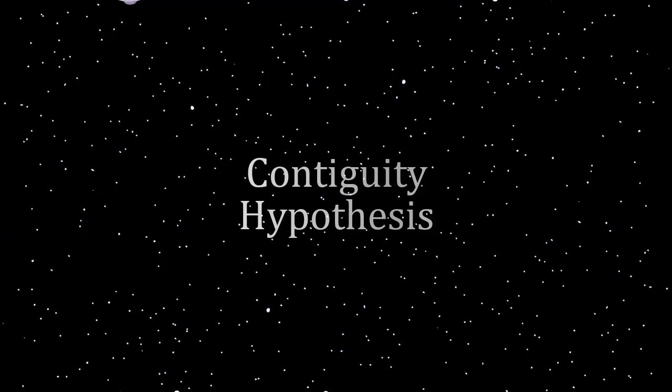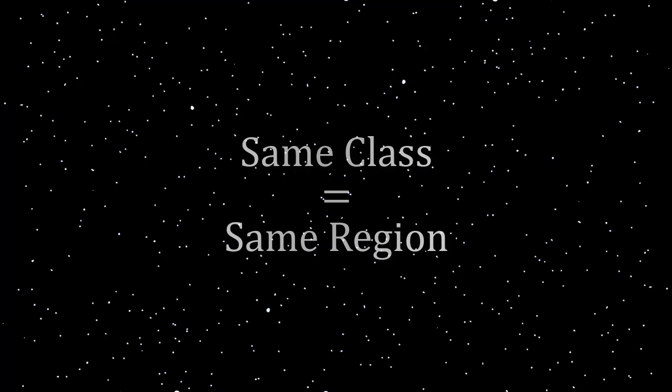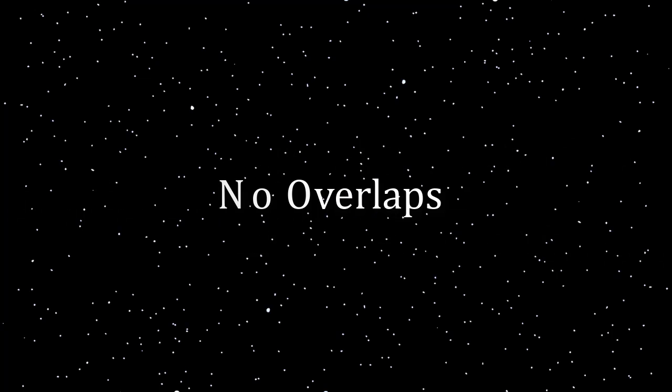Vector space classification relies on the contiguity hypothesis. This hypothesis has two main points. First, that elements of the same class are in the same region, and second, that these regions do not overlap.